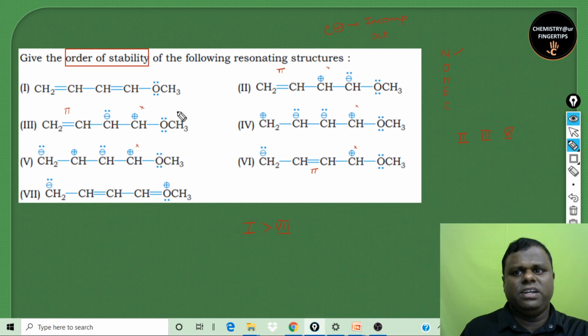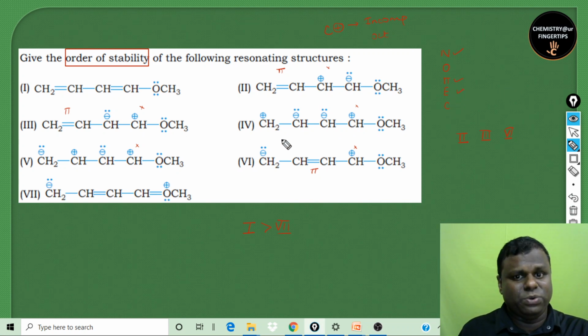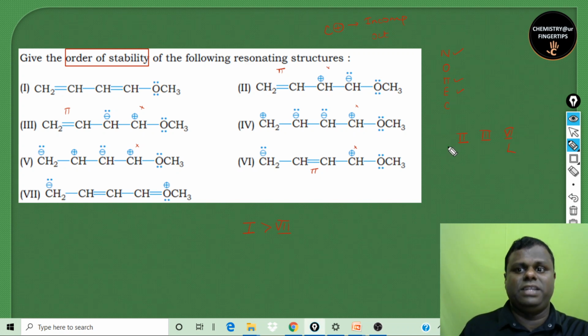If you could see here, equal number of pi bonds. So this goes off, right? And then let's talk about the electronegativity. Again, the pattern is the same. Carbon is getting positive as well as negative, right? So this goes off. Now let's talk about charge separation. If you could see here, positive and negative charge, unlike charges are far apart. That means the fourth is going to be least stable than 2 and 3.